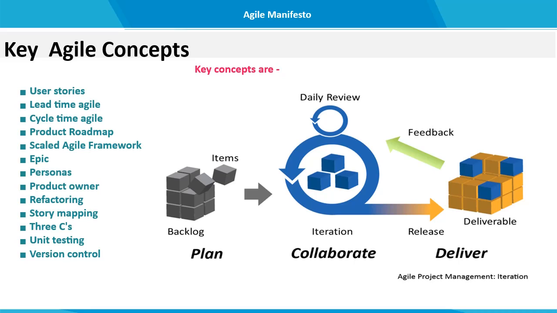Refactoring. Changing or updating already existing functionality or code to make improvements and add new updates while maintaining the same behavior of the code. Story mapping. Story mapping is mapping the user stories in order of priorities along with the progress made. The 3 C's: collaboration, communication and coordination are the 3 C's of Agile.